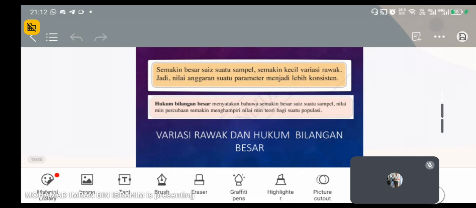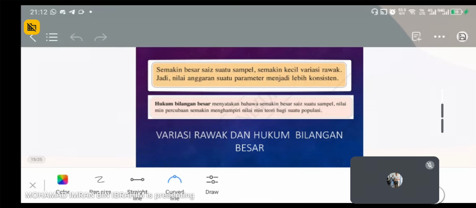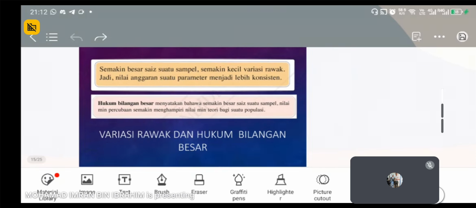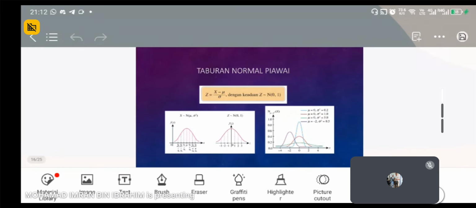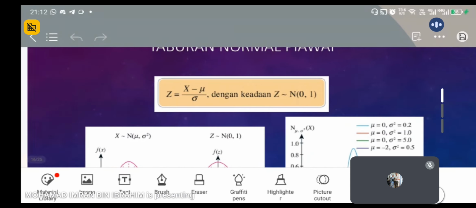Okay, you guys understand? And this part, hukum bilangan besar menyatakan bahawa semakin besar saiz suatu sampel, nilai min percubaan semakin menghampiri nilai min teori bagi suatu populasi. Alright. Okay. So this part you need to know this thing, guys.